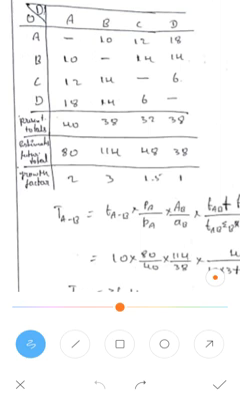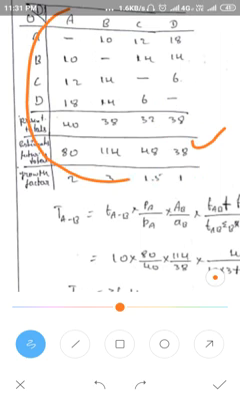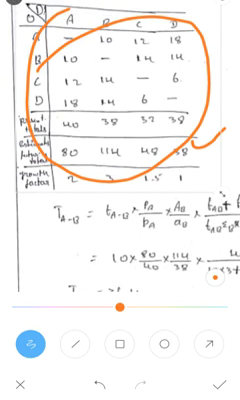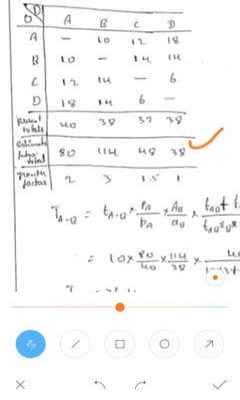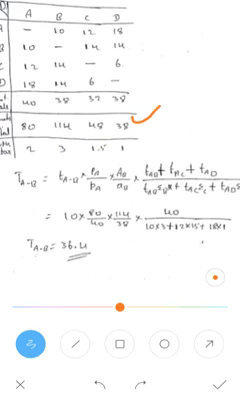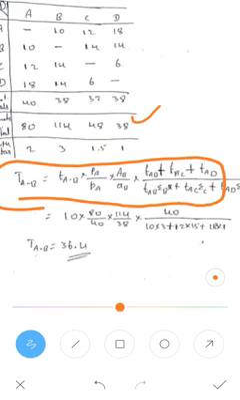So apart from that, 48 divided by 32 is 1.5. Next is 38 divided by 38, which is 1. Okay, so this part is the easy part, you can do it, but after doing this, you have to mug up this formula. Okay, so everything is simple.